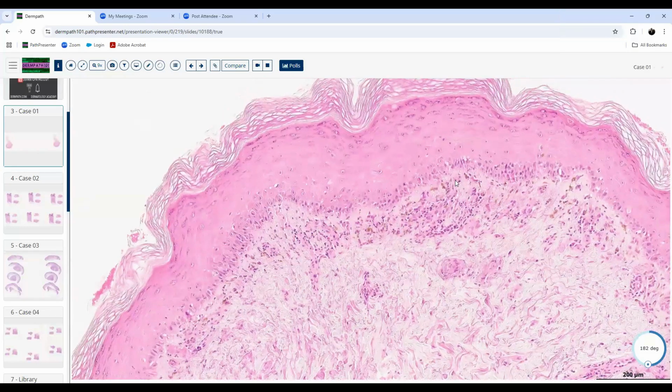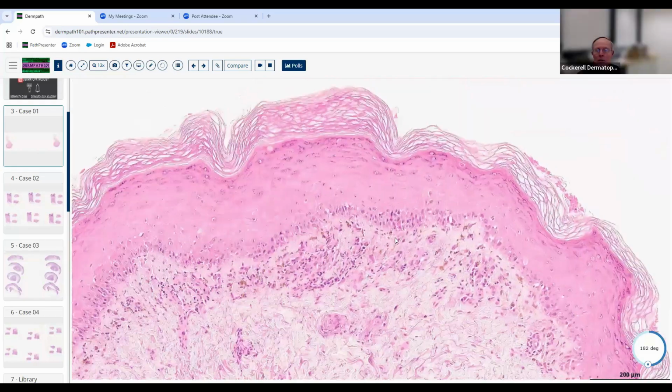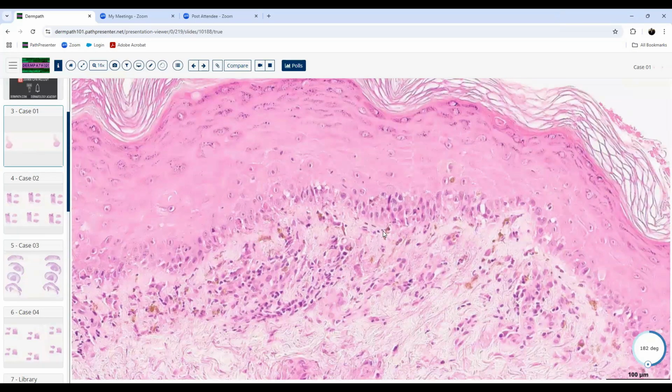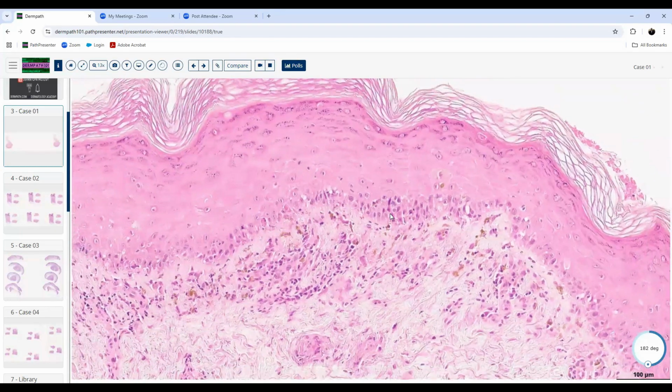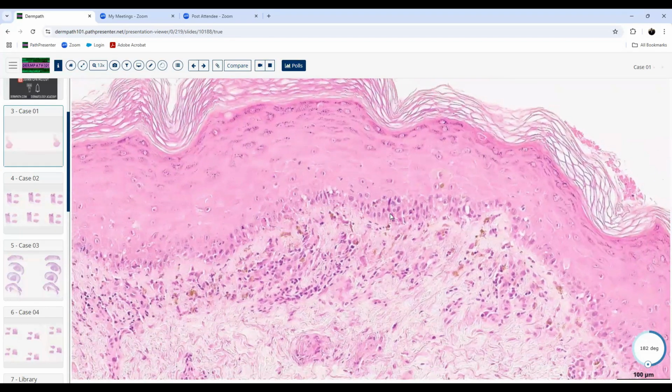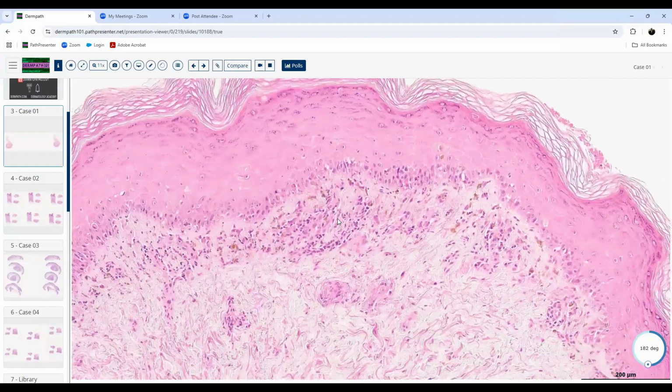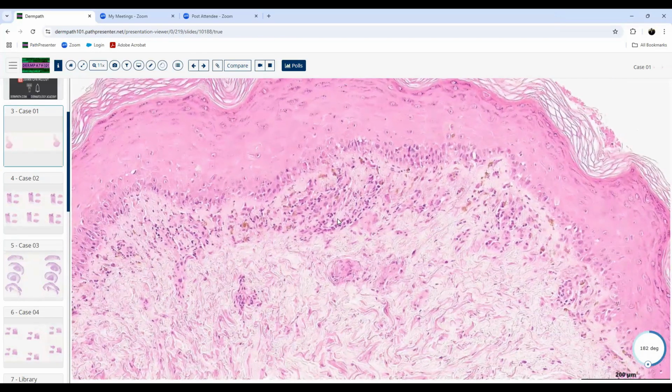So you started off with lupus. What's good for that? What's not so good for that? What's good for it, I guess, is just the basic vacuolar interface dermatitis. I was trying to look for mucin, things like that. Good. And did you see any mucin? No. So that's not so good for it.